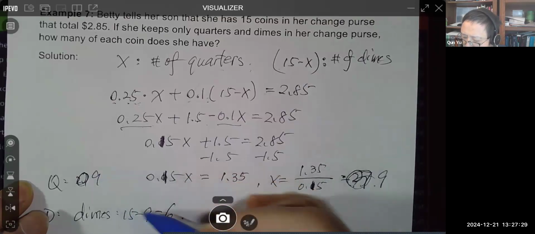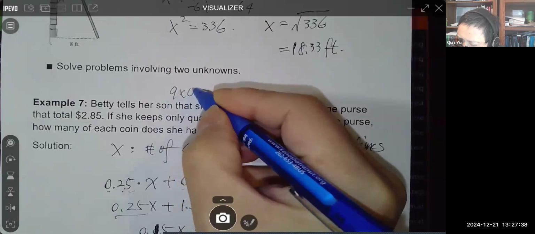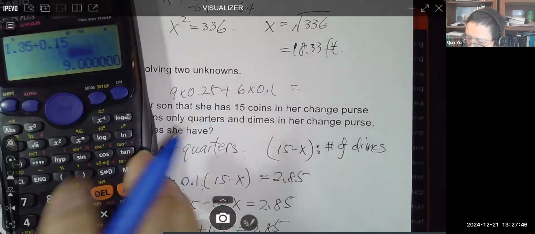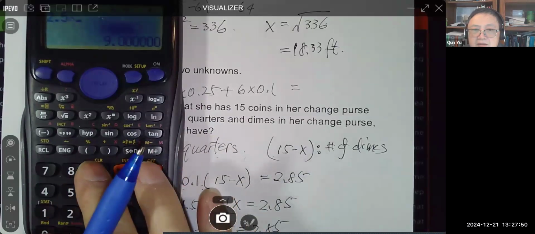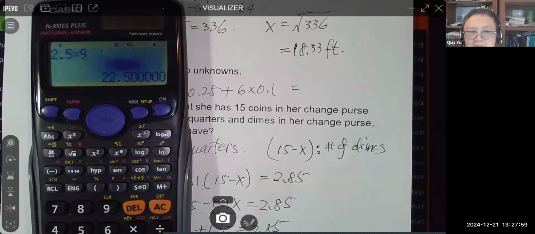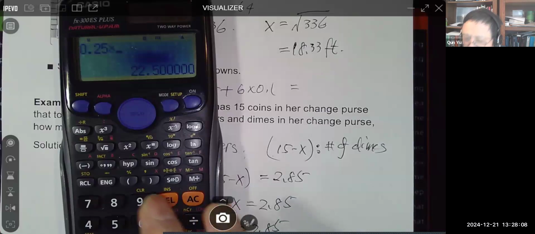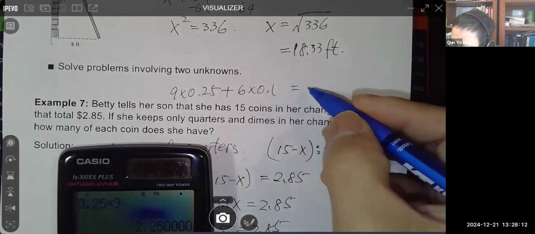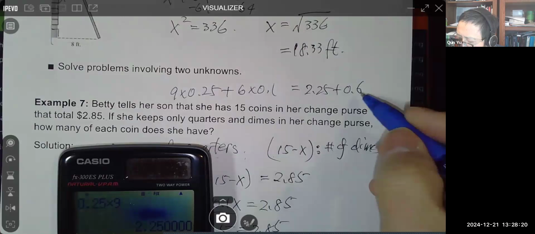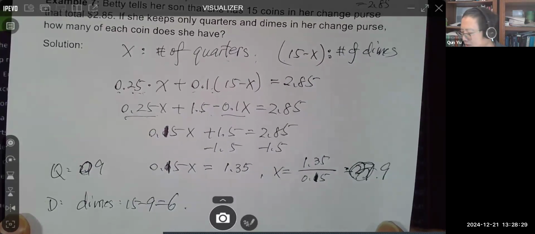Now, 9 quarters, 6 dimes. Let's double check if this is true. Total value is 2.85. So 9 times 0.25 and 6 times 0.1. Let's see what we get. 0.25 times 9 is $2.25. Plus 0.6, because 6 dimes is 60 cents. So this is $2.85. That's correct. So this is the final answer: 9 quarters and 6 dimes. And that's all for this video.